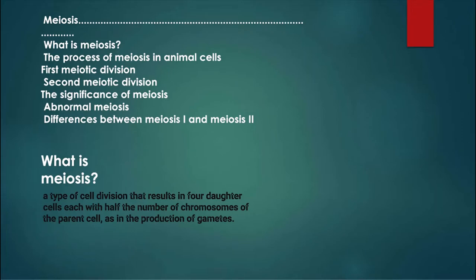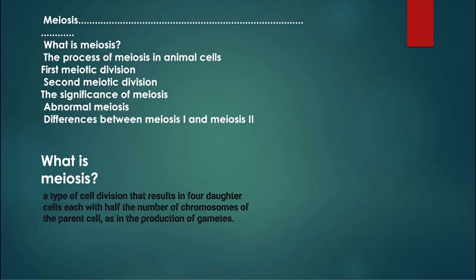Today we're doing meiosis, and in order for you to be able to answer the questions under the topic of meiosis, you need to know what is meiosis. You need to know the process of meiosis in animal cells. You need to know the first meiotic division, which is meiosis 1. You need to know the second meiotic division, which is meiosis 2. You need to know the significance of meiosis. You need to know abnormal meiosis. You need to know the differences between meiosis 1 and meiosis 2. At the end of this lesson, we will answer some exam questions.